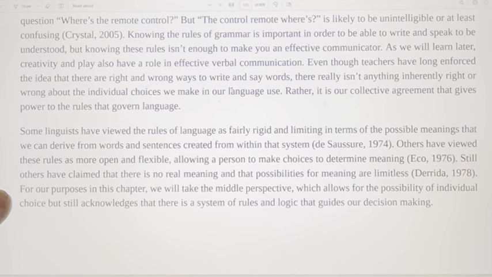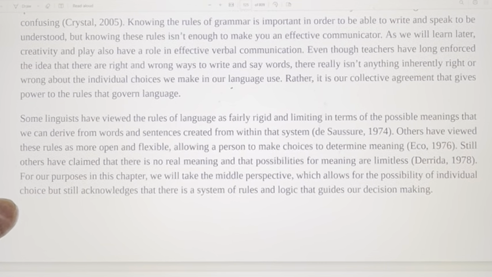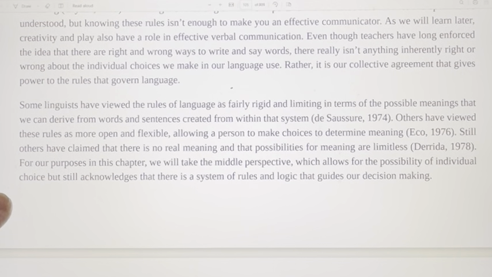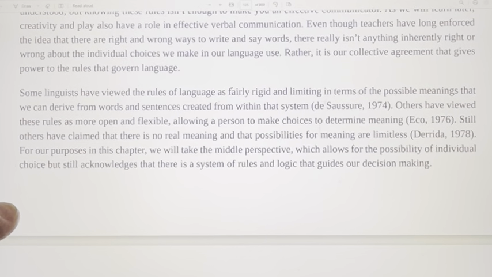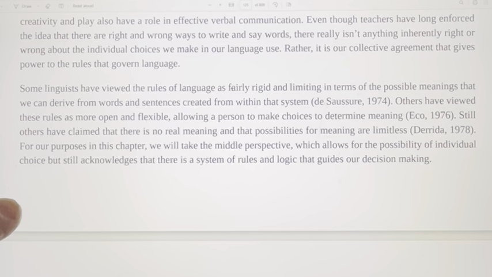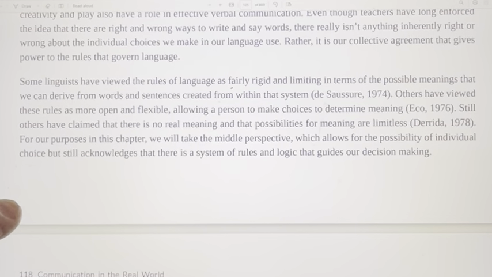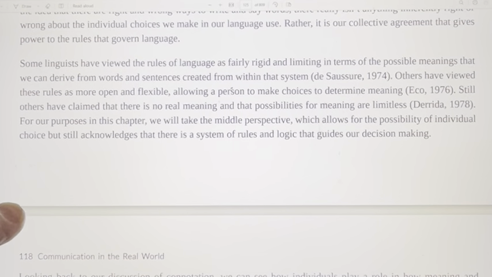Knowing the rules of grammar is important in order to be able to write and speak to be understood. But knowing these rules isn't enough to make you an effective communicator. As we will learn later, creativity and play also have a role in effective verbal communication. Even though teachers have long enforced the idea that there are right and wrong ways to write and say words, there really isn't anything inherently right or wrong about the individual choices we make in our language use.